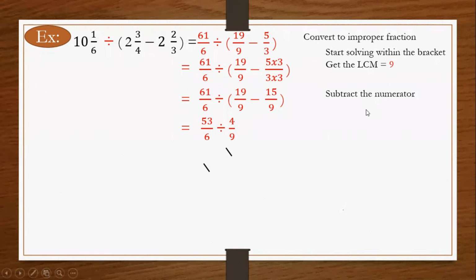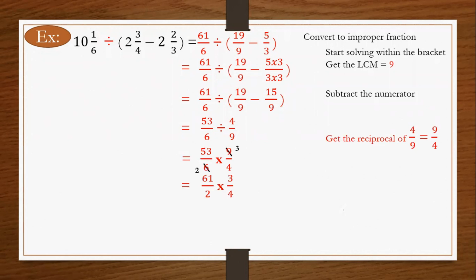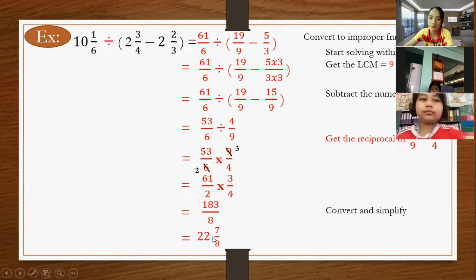Next step, we will get the reciprocal of 4 over 9, which is 9 over 4. Next, we will use cancellation method to get the answer. So we have 61 over 2 times 3 over 4. And then the improper fraction is 183 over 8. Next is we will convert this one and simplify. The final answer is 22 and 7 over 8 since we cannot simplify the fraction.